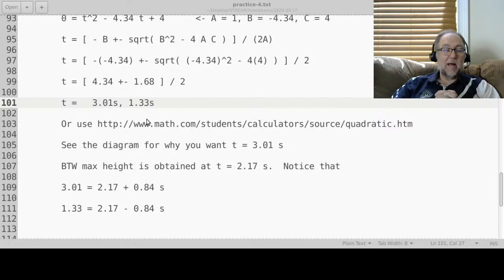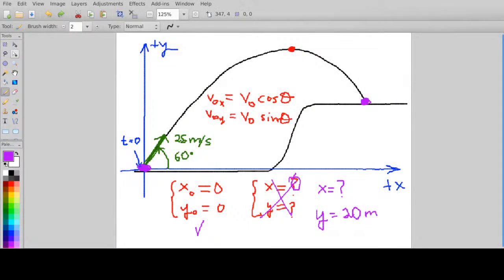Now, you've got two numbers there, and two times, and usually one of the times is positive, the other one's negative, and you go, oh, I'll choose the positive time. But this time they both turned out to be positive. And you say, well, how do I decide? And you can see here the answer is see the diagram for why you want the 3 seconds. So let's switch back to the diagram and see if we can make sense of why we got two values.